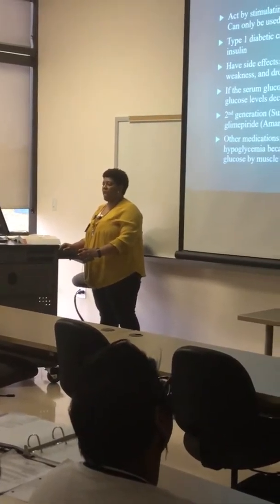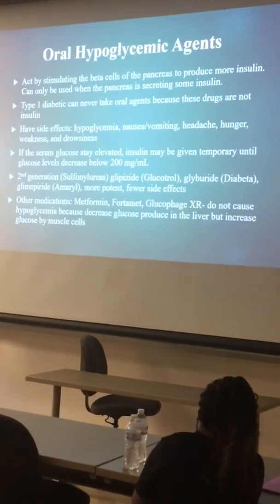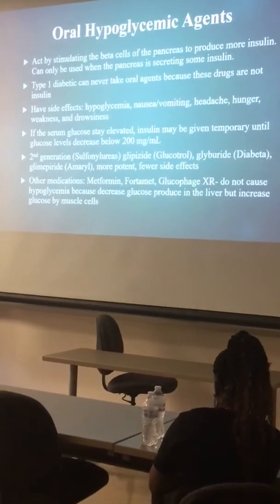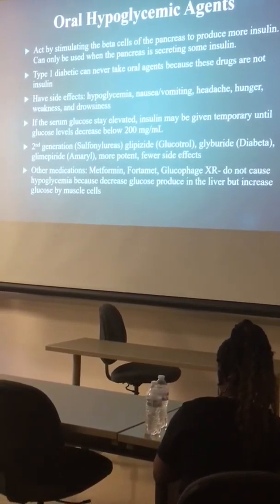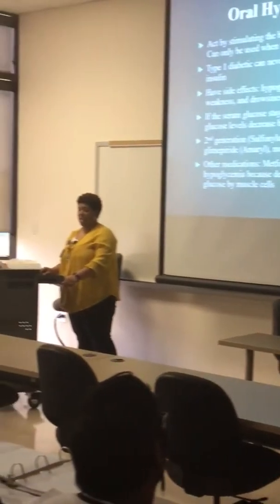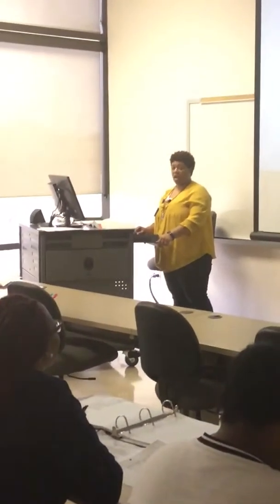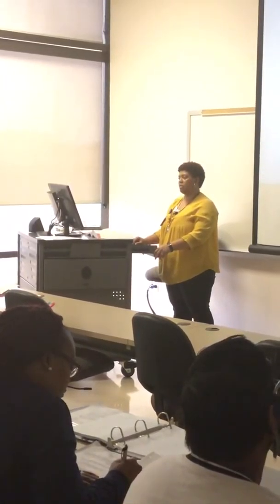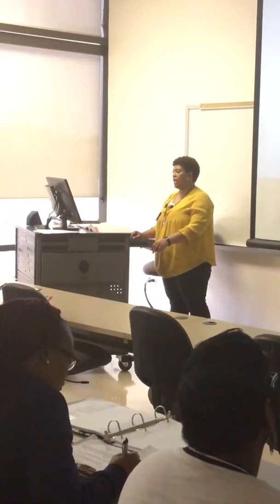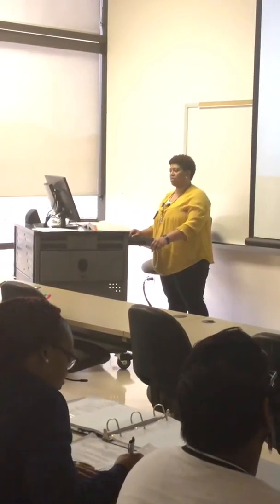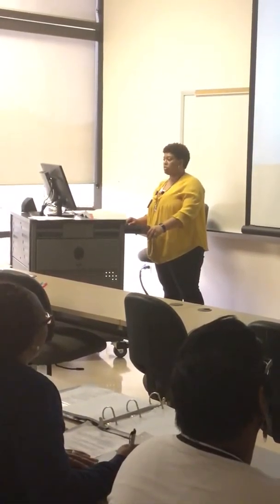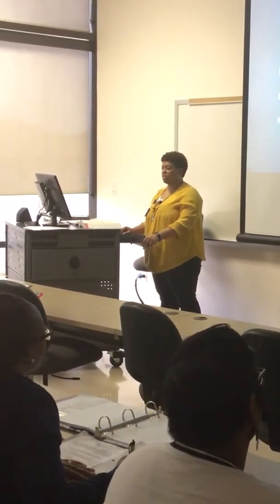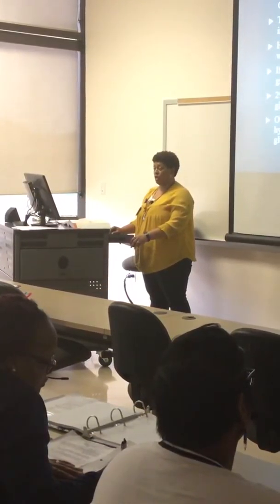All hypoglycemic agents act by stimulating the beta cells of the pancreas to produce more insulin. They can only be used when the pancreas is secreting some insulin. Type 1 diabetics cannot take oral agents because these drugs are not insulin. You have side effects such as hypoglycemia, nausea and vomiting, headaches, hunger, weakness, and drowsiness. If the serum glucose stays elevated, insulin may be given temporarily until the glucose is decreased to below 200.